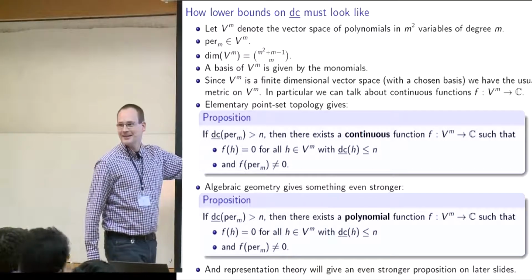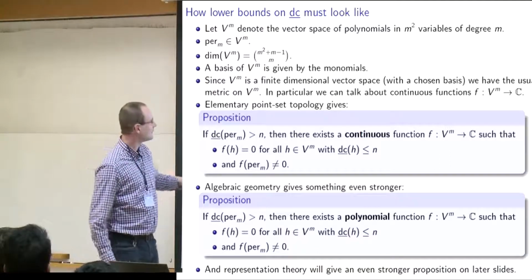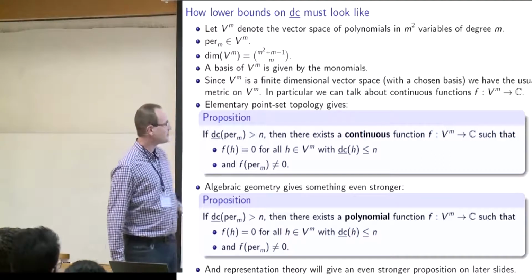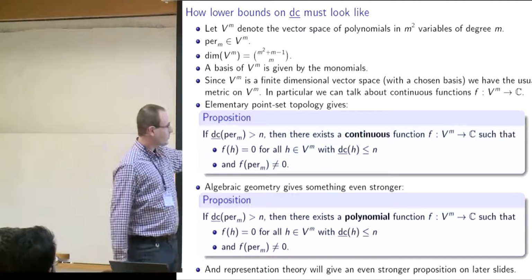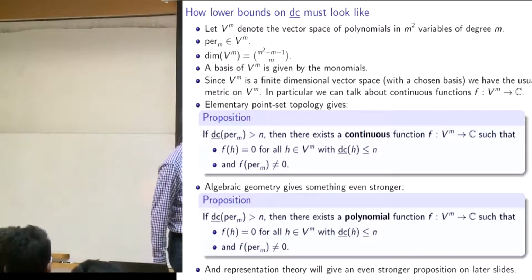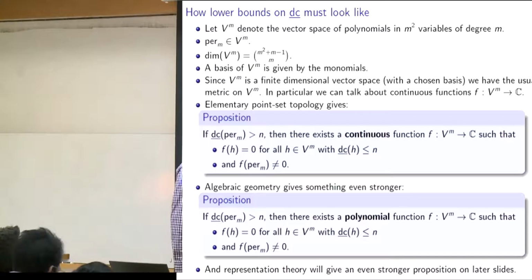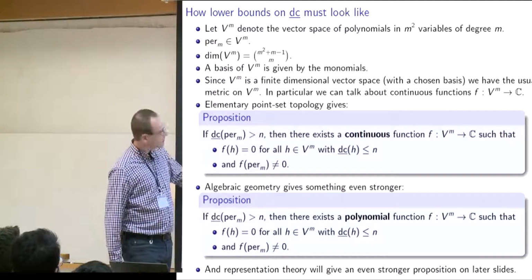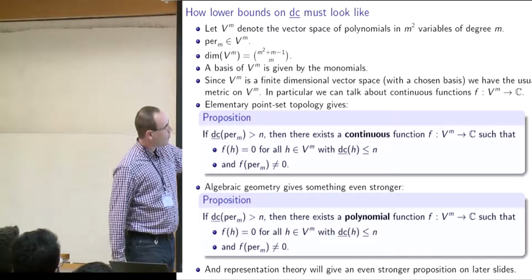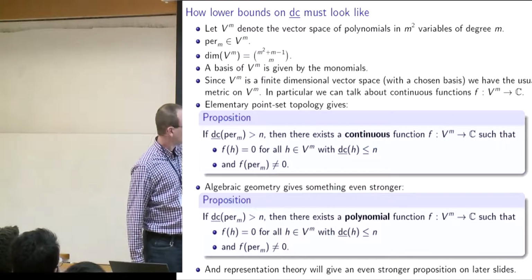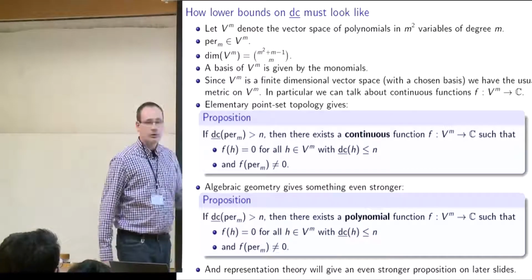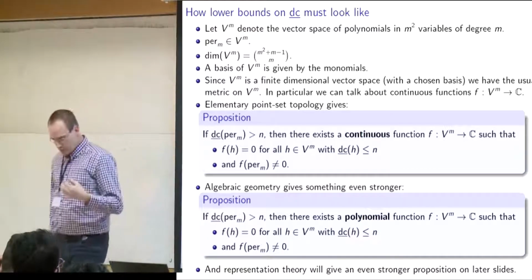So in the papers, different authors then use different, anyway, just to make you aware of that. So we can actually say that there exists a continuous function f that gives us the separation. It is 0 on all polynomials here that have a low DC bar, but it's non-zero on the permanent. And what is this function?